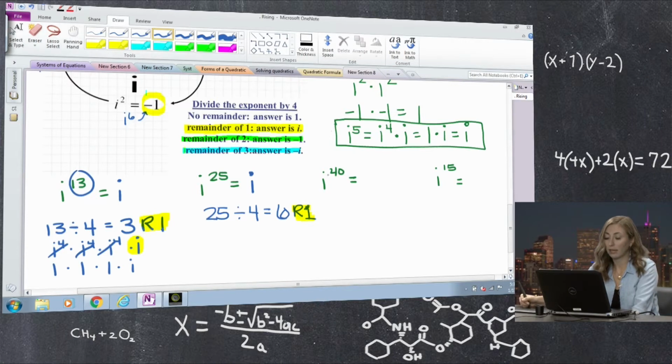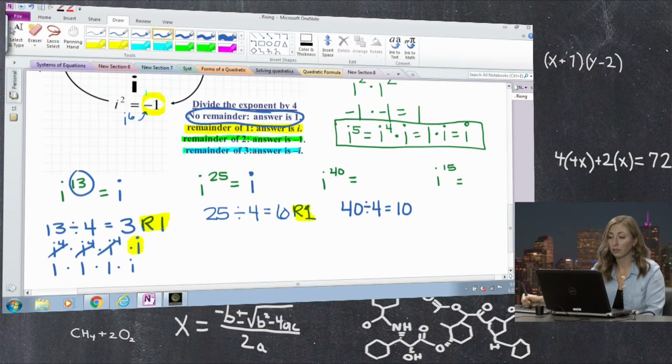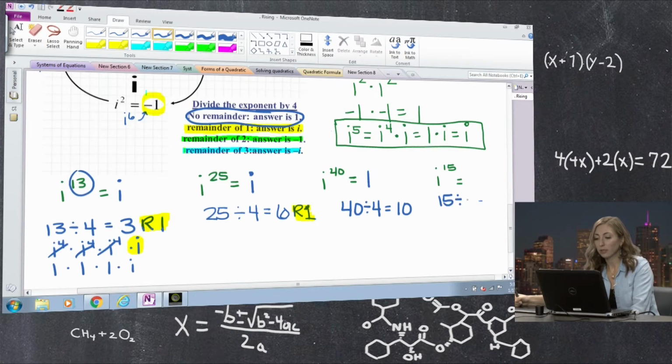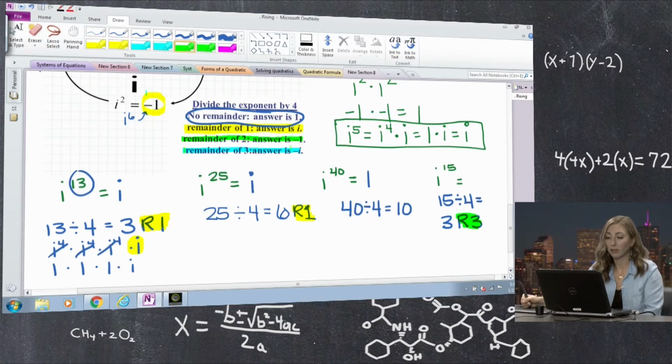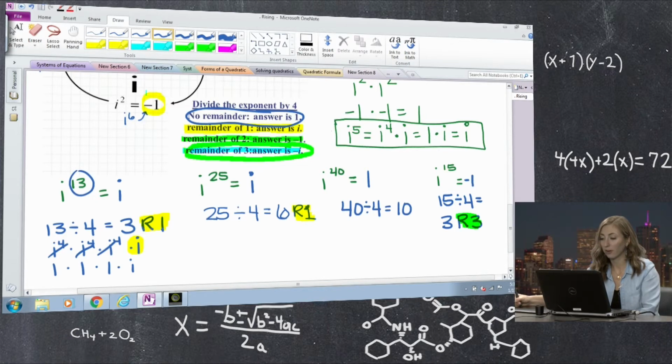We'll do i to the 40th. Same deal, we're going to take 40 divided by 4. I end up getting 10 with no remainder. So that's like this one. So that means this just simplifies to 1. Last one, you kind of get the point at this point, we're going to divide by 4. I end up getting 3 because 3 times 4 is 12 with 3 left over. So remainder of 3. So that means if my remainder is 3, my answer is going to be negative i. So this is just going to simplify to negative i.